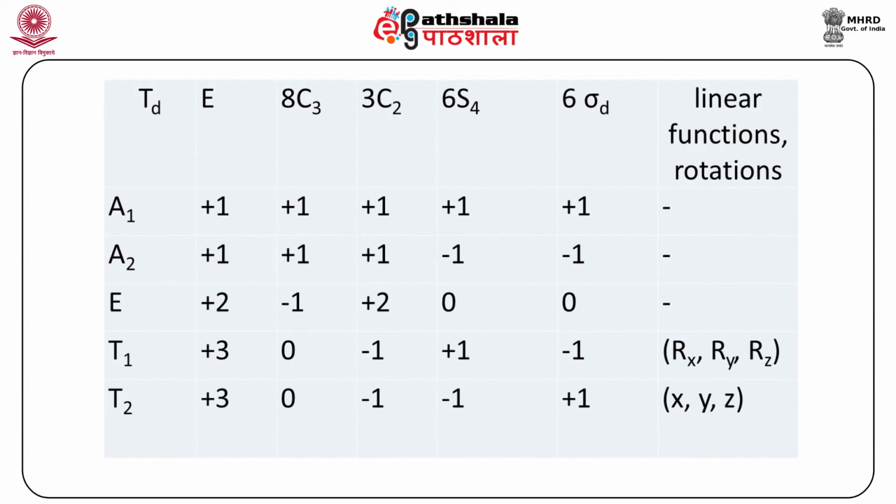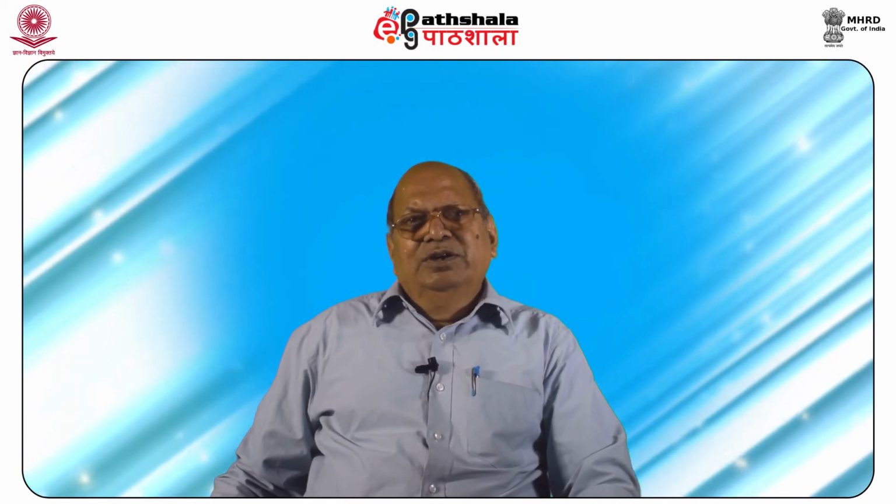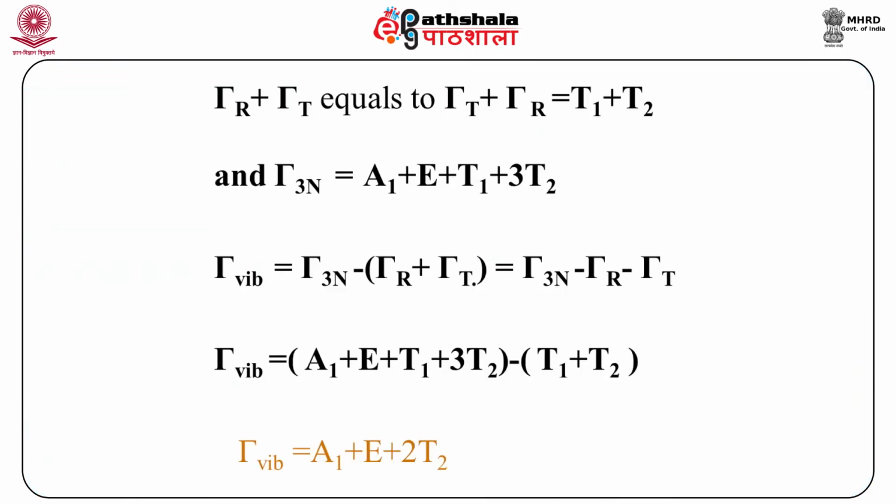Now, if I take x, y, z, they form the basis for T2, as they are listed against the T2 irreducible representation. So for the T1 irreducible representation, Rx, Ry, Rz are the basis, and for T2, x, y, z are the basis functions, as shown in the partial table. So our net result is tau t plus tau r equals T1 plus T2, and tau 3n is A1 plus E plus T1 plus 3T2.